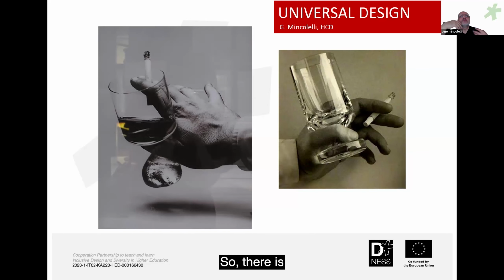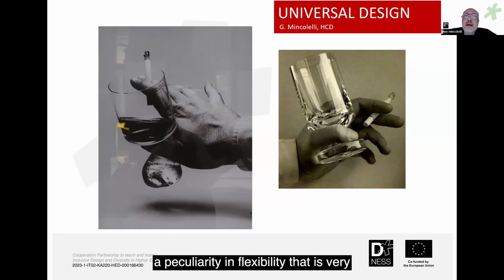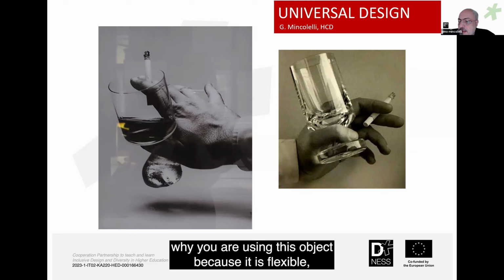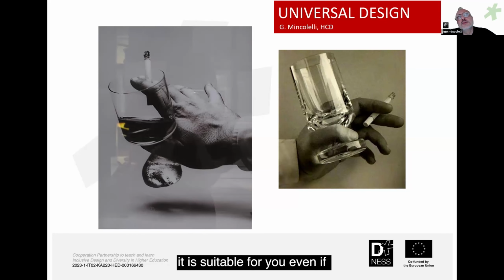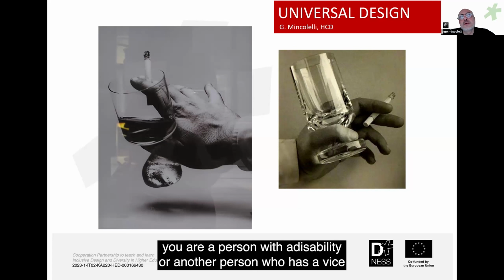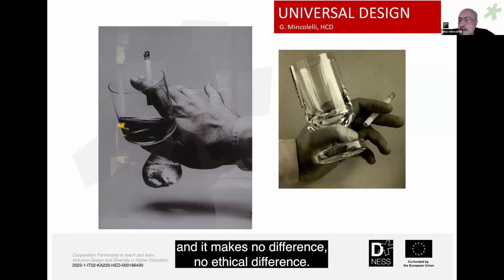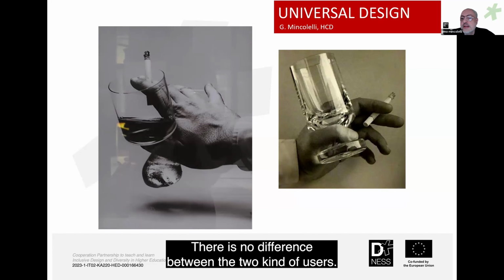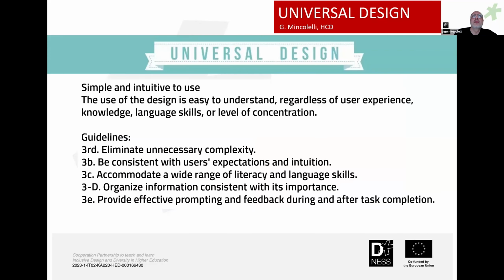So there is a peculiarity in flexibility that is very, very inclusive, because it makes no difference why you are using this object, because it is flexible. It is suitable for you, even if you are a person with a disability or a person that has a vice, and it makes no difference, no ethical difference. There is no difference between the two kinds of users.